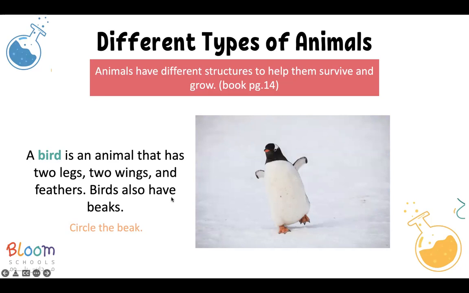Not all birds can fly, like ostriches and penguins and chickens and ducks. These are all birds, but they cannot fly. But as long as they have wings and beaks, they are considered birds. So circle the beak. This is the beak on the penguin.